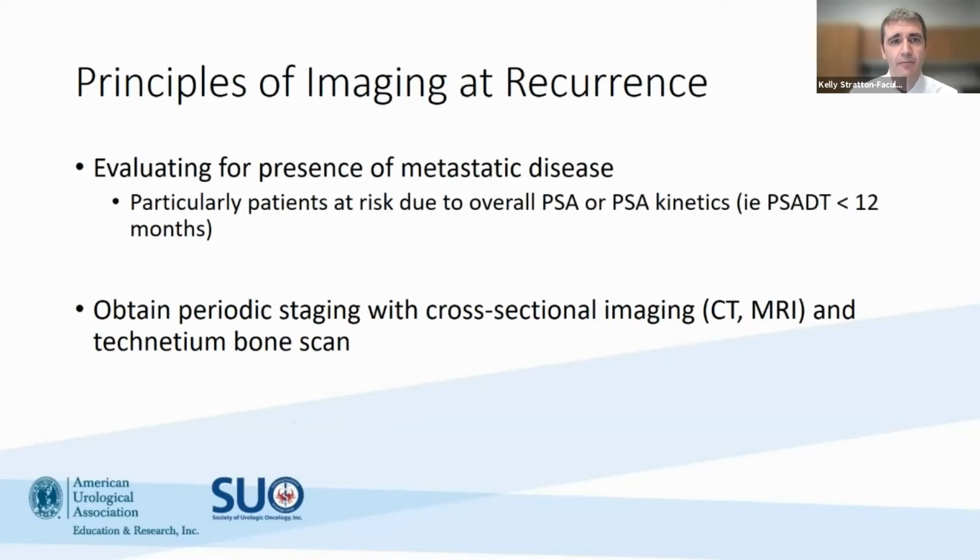Principles for imaging at recurrence. As already mentioned, imaging is an option for patients who have a PSA recurrence. You're going to be evaluating for the presence of metastatic disease, particularly patients who are at risk due to their overall PSA or their PSA kinetics. So for instance, the PSA doubling time less than 1 year. For patients who have PSA recurrence, obtaining periodic imaging with cross-sectional studies such as CT or MRI, and then a bone scan is what's recommended as the initial step.